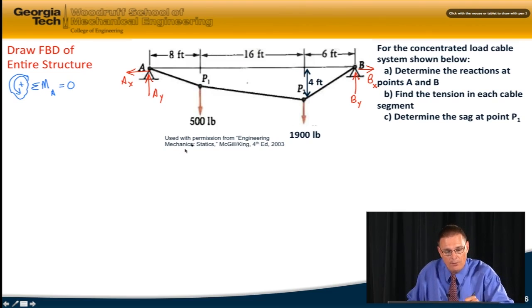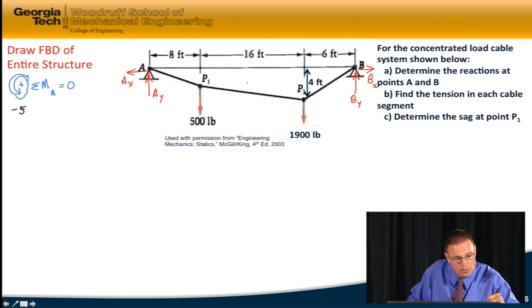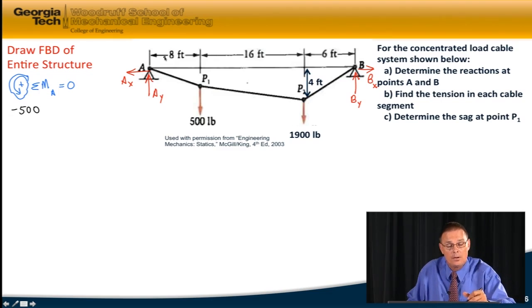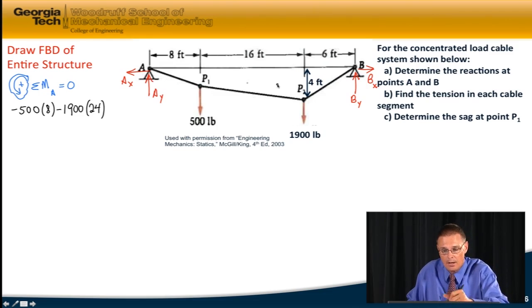And so I've got the 500-pound force, which tends to cause a clockwise rotation, which is negative in accordance with my sign convention. The moment arm is the perpendicular distance between the line of action of the 500-pound force and point A, which is 8 feet. Do the same thing for the 1,900-pound force times its moment arm, which is 24 feet. And then the BY is going to tend to cause a counterclockwise rotation, so that's going to be positive times its moment arm, which is 30, equals 0.